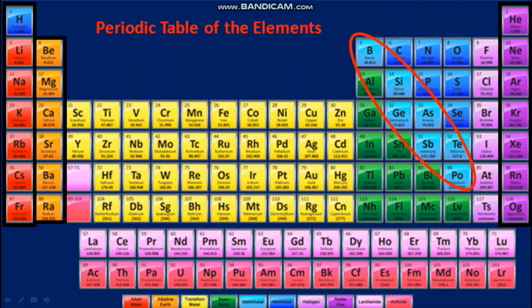There is a part on the periodic table that separates the metals from the non-metals. The elements around that part of the periodic table have properties of both metals and non-metals, and they're called metalloids, and I've highlighted it with a red oval.